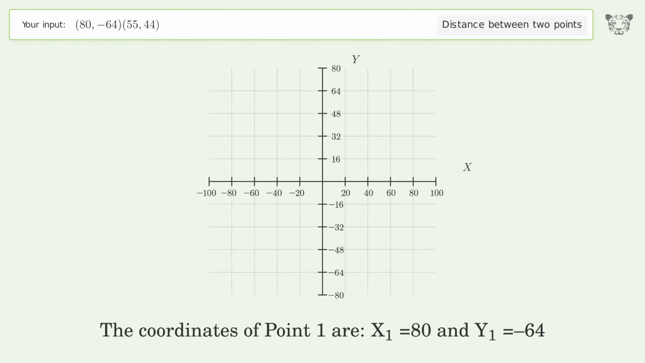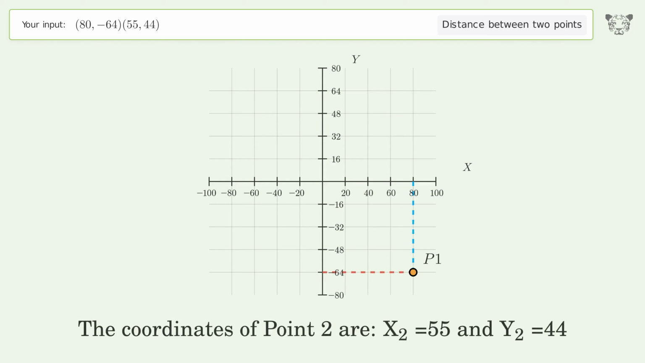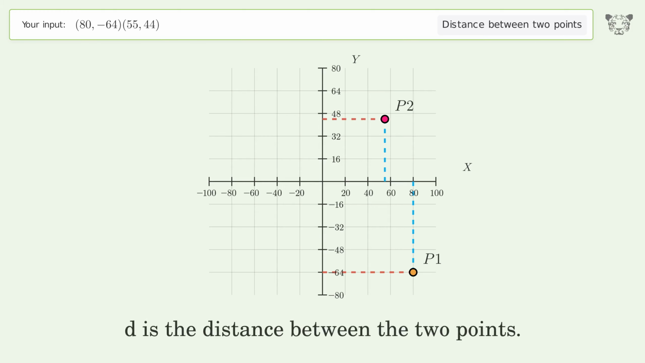The coordinates of point 1 are, x1 equals 80 and y1 equals negative 64. The coordinates of point 2 are, x2 equals 55 and y2 equals 44. D is the distance between the 2 points.